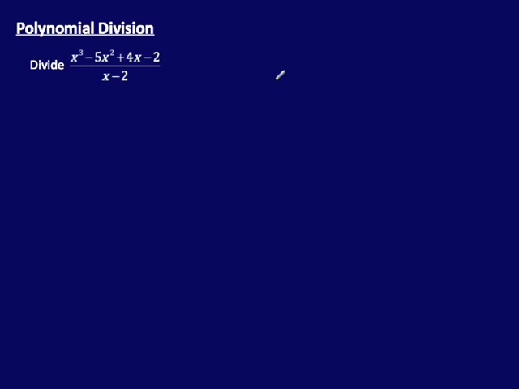Now if we start dividing polynomials, we're going to set it up the same way. We've got x to the third minus 5x squared plus 4x minus 2 inside the division, and x minus 2 on the outside. Now rather than taking x minus 2 as one whole number, we can just take the x and work with the x first.